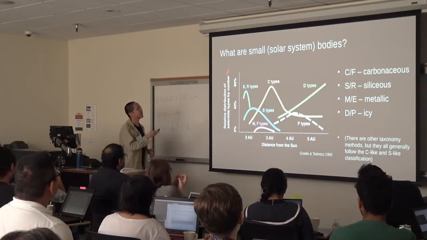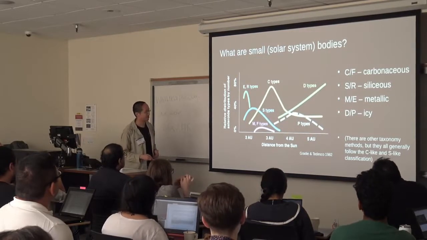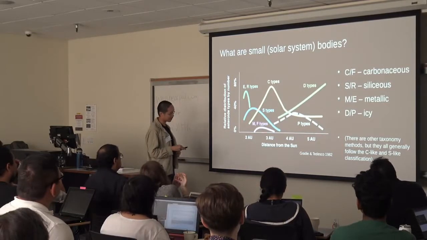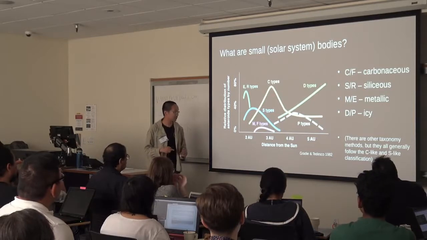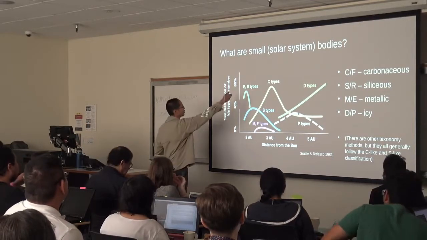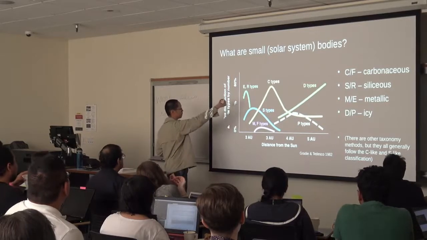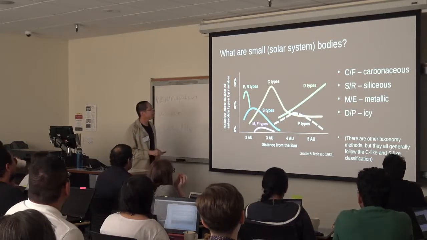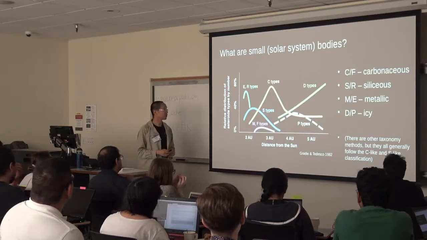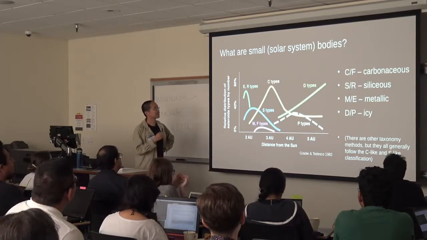Okay, so let me describe the figure. The x-axis is distance from the sun, and this is basically what we saw on the last slide, except that you take a cut from the inside to the outside. And the y-axis is the relative number of asteroids of different types. And here you can start seeing some features.